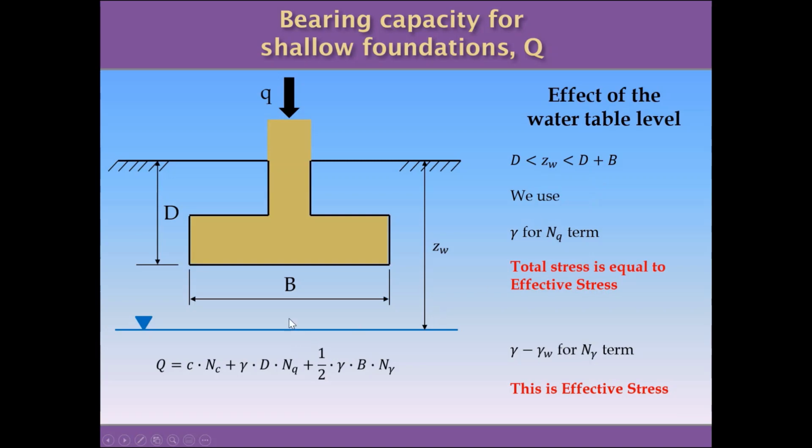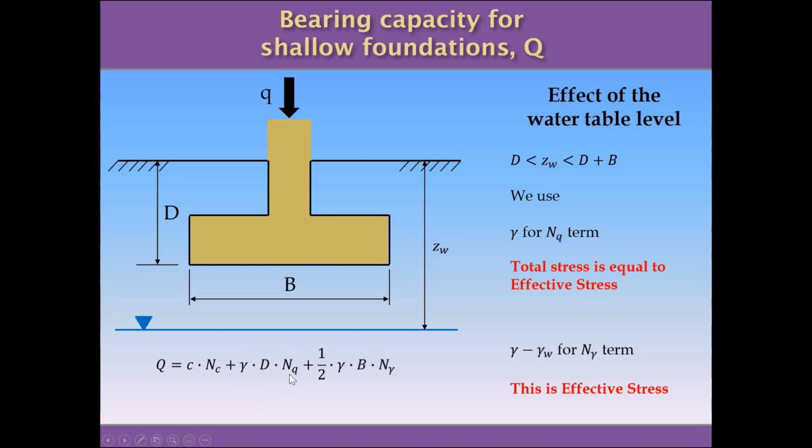In a situation where the water table is closer to the foundation, at a distance that is greater than D but smaller than D plus B, so the position is shown in here on this screen, we have to use gamma for NQ.